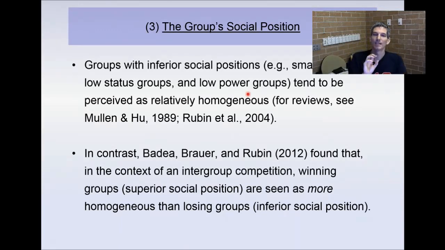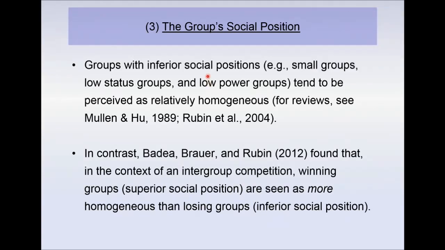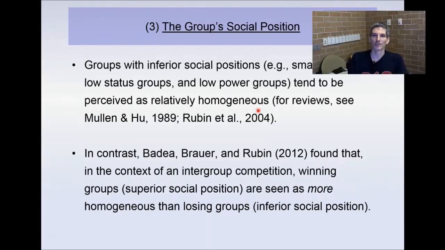So this is really a caveat. Our research shows a caveat to what's gone before here, this previous research, because it shows that yes, groups with inferior social positions do tend to be perceived as relatively homogeneous, apart from the exception of when we're talking about competitions, when the reverse seems to occur. So again, we come out with these statements saying this happens when this happens, but really there are always caveats, and it depends on the context. And that's like a golden rule when we're considering these kind of social effects.